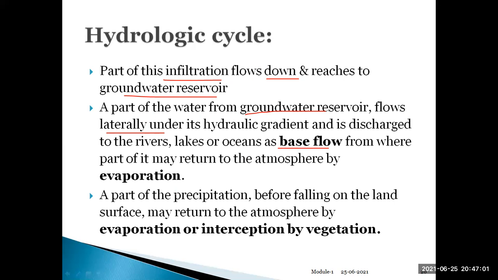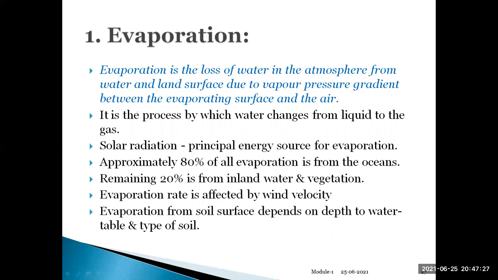Whatever precipitation falls, some part will fall on the land surface and return back to the atmosphere, and some part will fall onto the vegetation, where it will return to the atmosphere as interception. Whatever precipitation falls onto the vegetation is called interception. As I've already told, we have various components of the hydrological cycle: evaporation, condensation, precipitation, infiltration, and runoff.